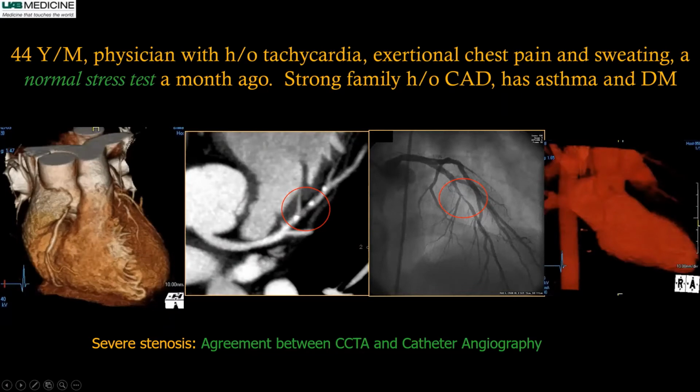So this is a 44-year-old physician who has a history of tachycardia, exertional chest pain, and sweating. Very typical angina kind of picture. So he got a stress test, which is normally the first modality to look at, and he had a normal stress test a month ago. He had a very strong family history of coronary artery disease. He has asthma as well as diabetes, so very, very strong risk factors. So this was around 2006 or 7 when we bought our cardiac CT, and he was willing to undergo a cardiac CT non-invasive evaluation of the coronary artery.